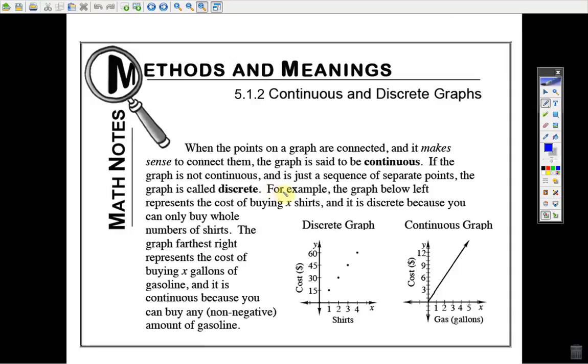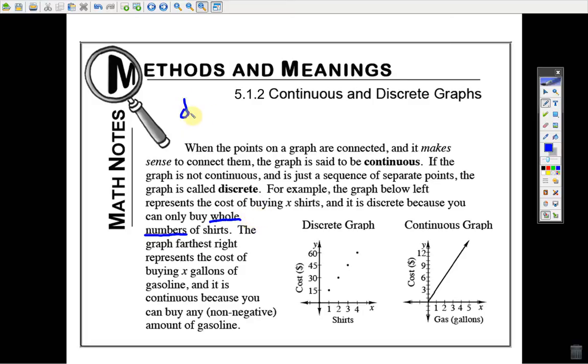For example, the graph below left represents the cost of buying X t-shirts, and it is discrete because you can only buy a whole number of t-shirts. You would never buy half a t-shirt or quarter t-shirt. You can only buy a whole number of t-shirts. The graph furthest to the right is the cost of buying X gallons of gasoline, and it's continuous because you can buy any non-negative amount of gasoline. So you can buy half a gallon, you can buy a quarter gallon, and that gets into one of the big differences between discrete and continuous.